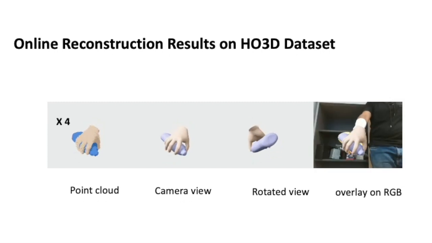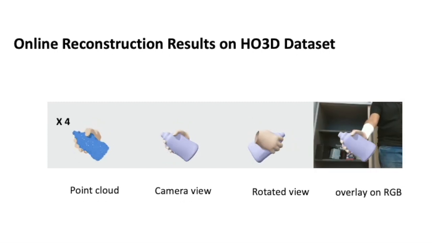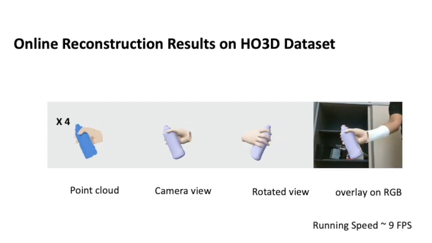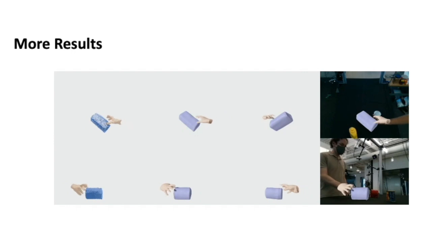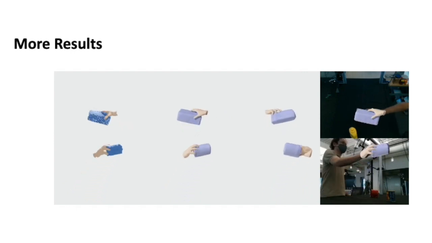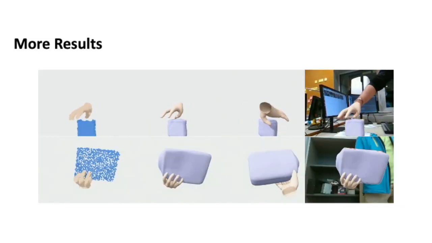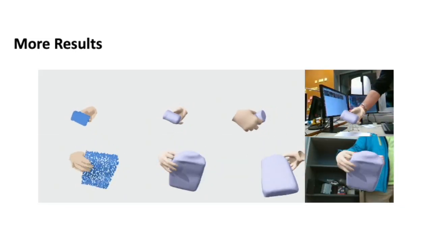On the HO3D dataset, we also show results with high-quality tracking and reconstruction. Our algorithm runs at 9 frames per second. Our method can handle object instances from unseen categories, for example, a box. Even under heavy hand-object interocclusion, our method can handle well.